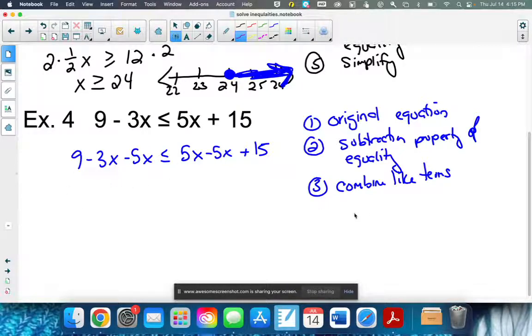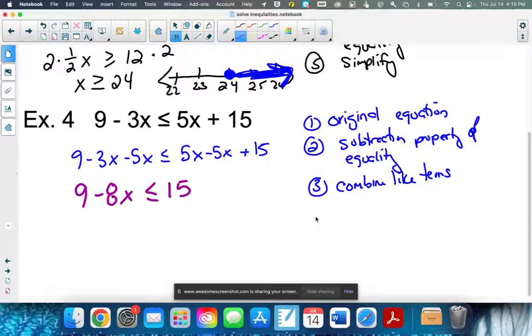All right, so combine like terms. Negative 3 minus 5 is negative 8. Be real careful. That is not 2 because you are starting off at a negative 3 and subtracting 5 more. Okay, and then 5x minus 5x is 0, and that's 15.